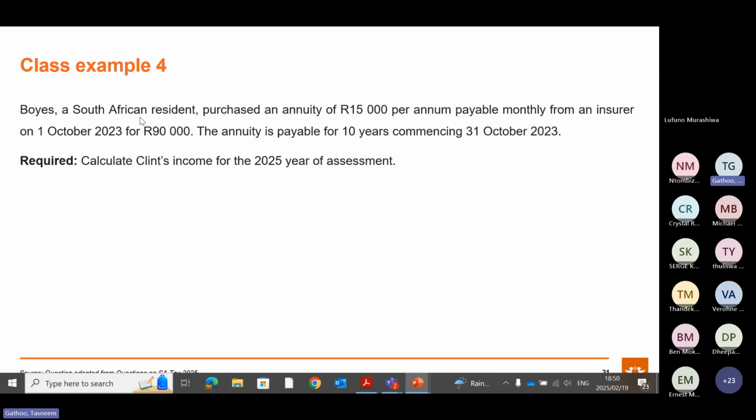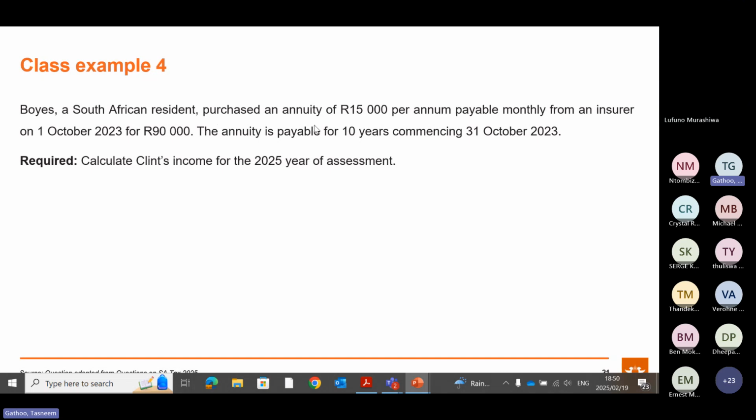What it means is that South African residents are taxed on their worldwide income, whereas non-residents are only taxed on income from a South African source. So in this case, Boys is a South African resident, so all of his income that he earns worldwide will be included in his tax calculation, or will be considered in his tax calculation.